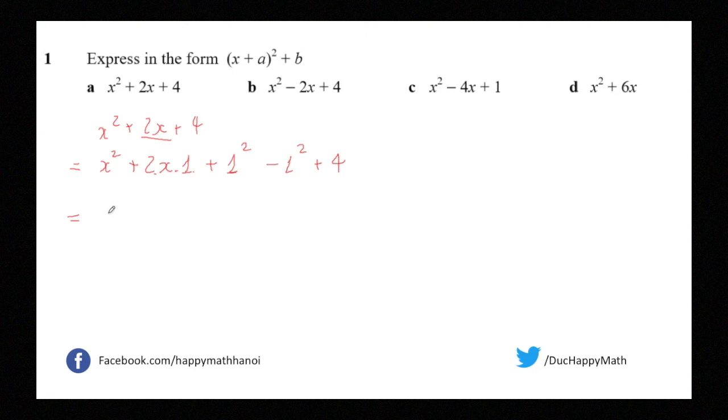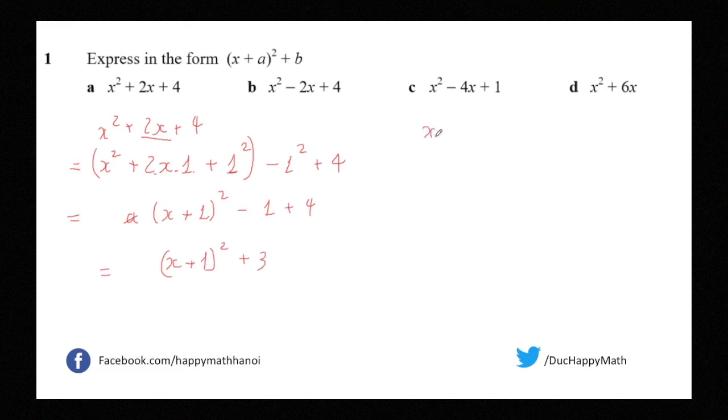So the first three terms you get a squared plus 2ab plus b squared, which means (a plus b) squared. You get (x plus 1) squared outside, minus 1 and plus 4. To simplify this expression, plus 3. So we're done with question A.